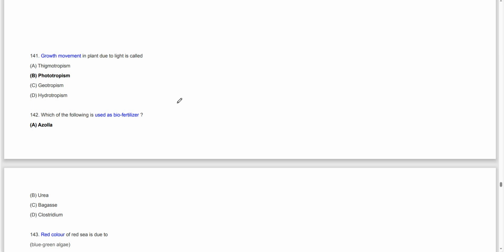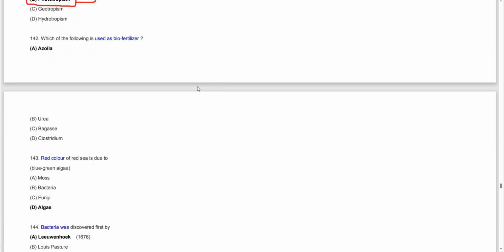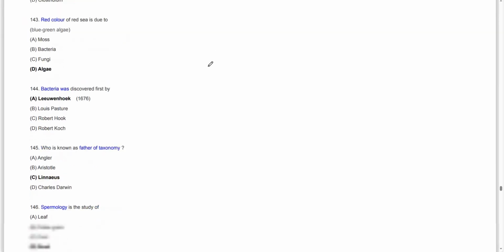Moving on to the next, growth movement in plants due to light, that is to say towards light, is called phototropism. Which of the following is used as biofertilizer? Azolla is used as biofertilizer.